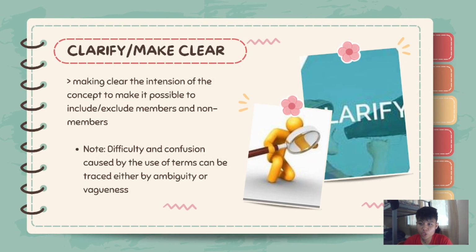Difficulty and confusion caused by the use of terms can be traced to either ambiguity or vagueness. So it is important to clarify or make clear the terms that we are using, making clear the intention of the concept to make it possible to include or exclude members and non-members.